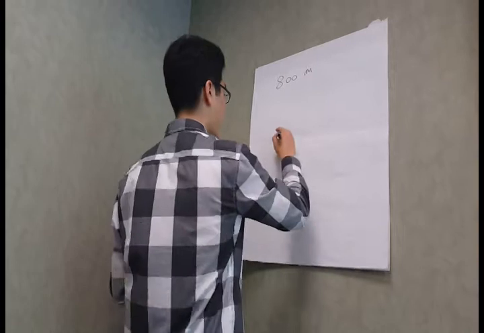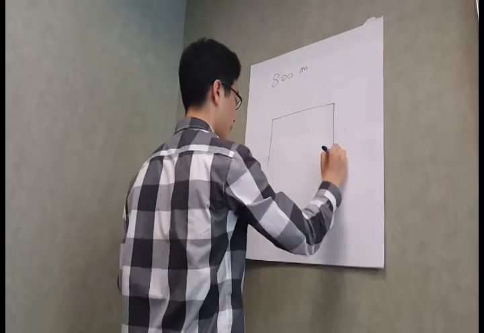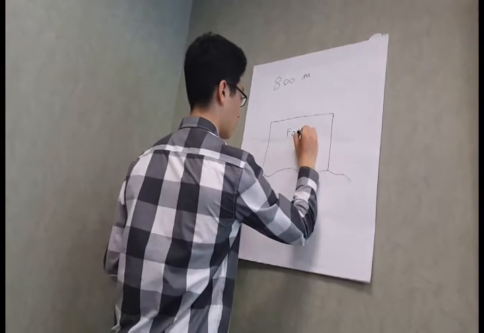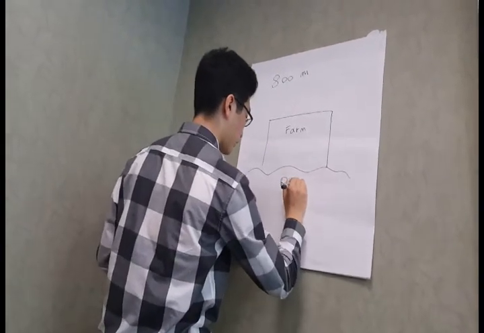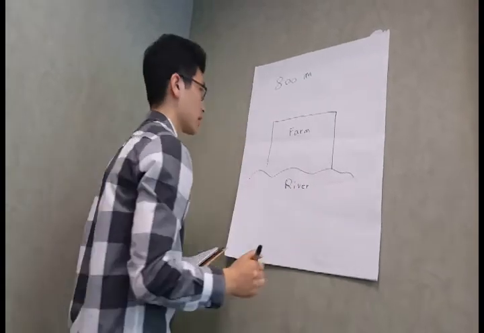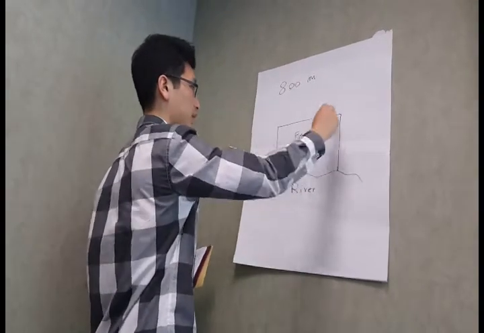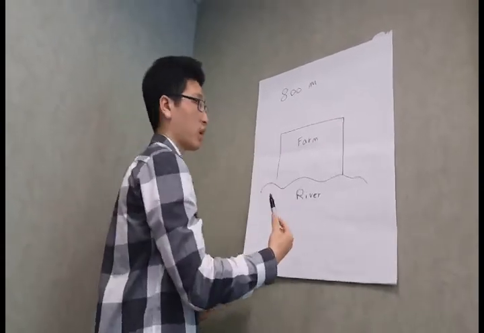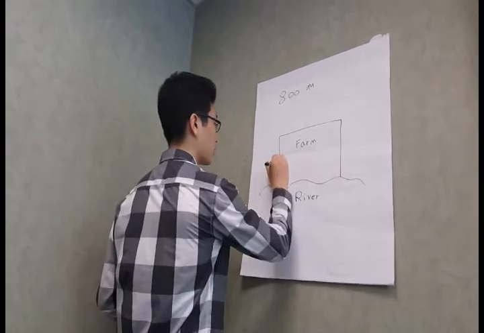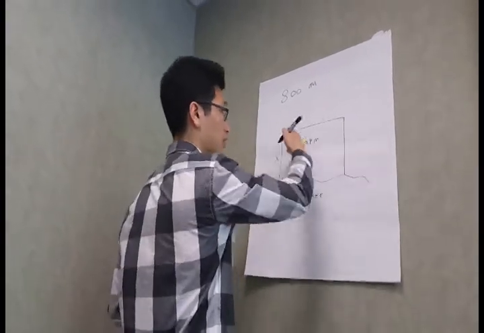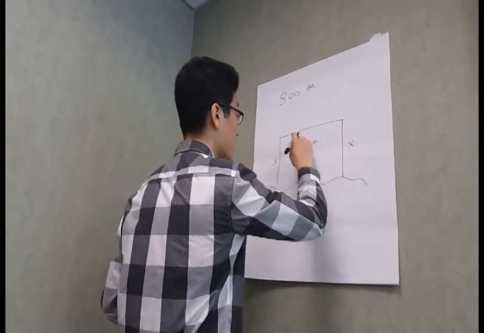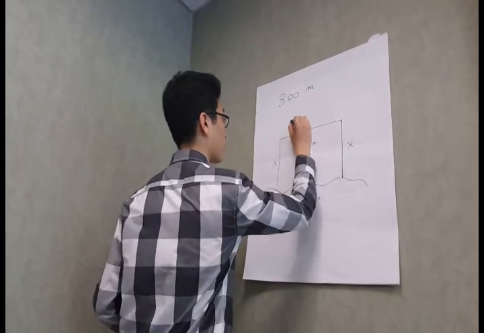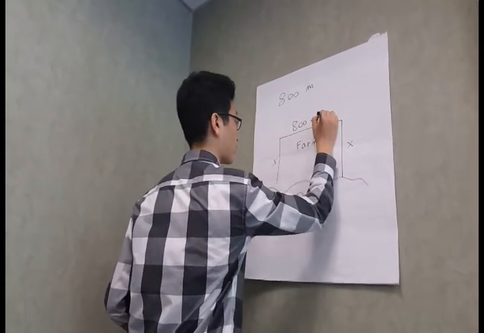So let me draw you a diagram. And here's the river. This is the farmland. And this is the river. So we can see that the fence will only have three sides. Okay. So to solve this problem, we assigned x to this side, and the other side is also x since it's a rectangle. And the third side will be the total minus 2x, which is 800 minus 2x.